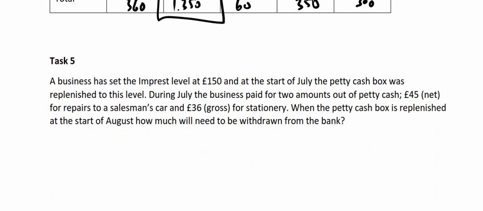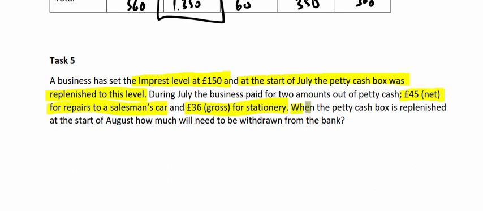So looking at petty cash, we've got an imprest level of £150, meaning that whenever we top the petty cash tin back up, that's the amount we'll take it back to. At the start of July, the petty cash box was replenished to that level. So they replenished it back to £150. During July, they paid for 2 amounts out of petty cash. £45 net for repairs to a salesman's car, and £36 gross for some stationery, some envelopes perhaps.